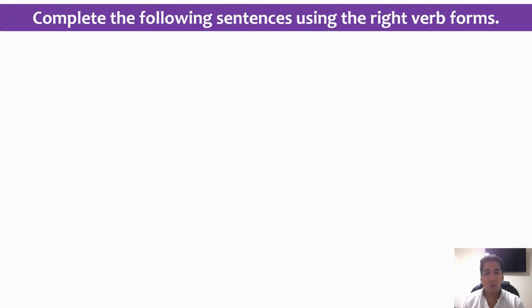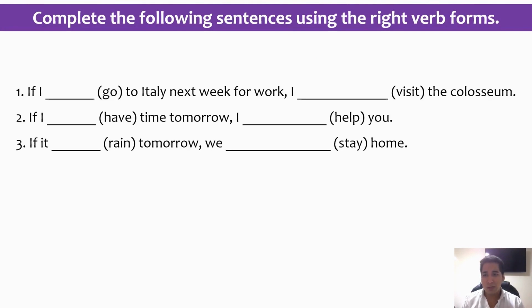Alright, guys, having checked the previous information, now let's have some practice with some exercises. What you need to do here is to complete the following sentences using the right verb forms. As you can appreciate, we have three different statements. As the instruction says, we need to use the correct verb form, right?